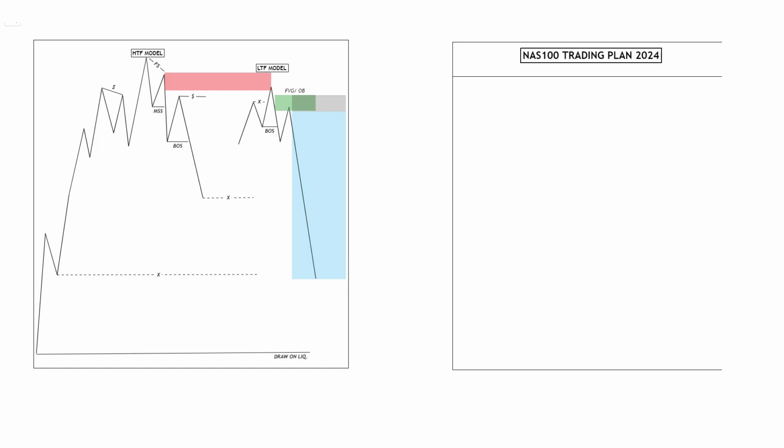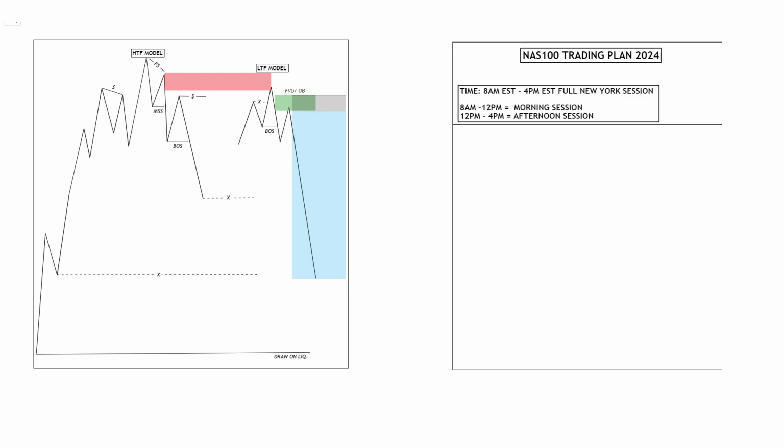So first and foremost, let's look at our trading plan. The first thing to identify in our Nas100 trading plan is the time. The times we should be trading this plan are from 8 a.m. EST, Eastern Standard Time, to 4 p.m. EST. That is the full New York session. Nas100 is better traded during the New York session. You can find setups during the morning session or during the afternoon session.